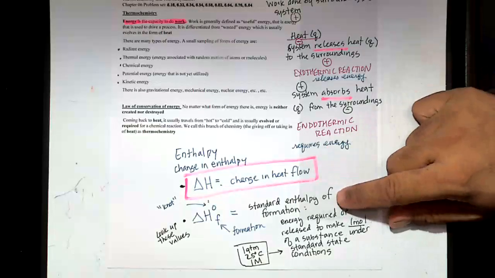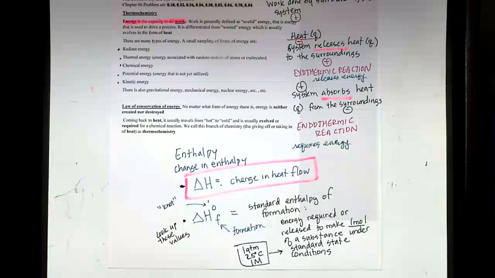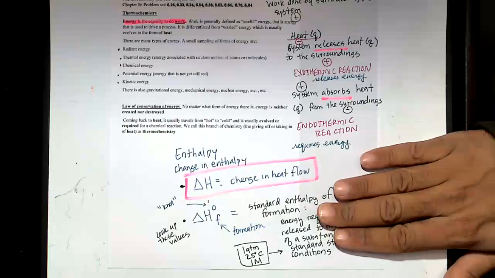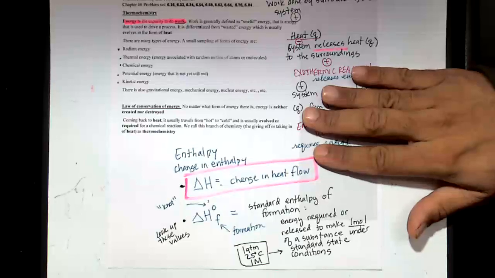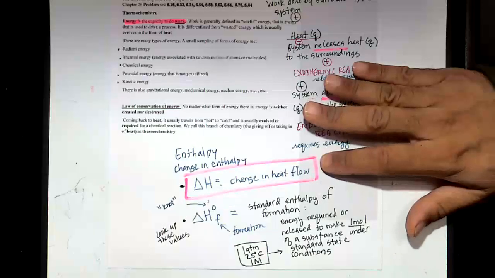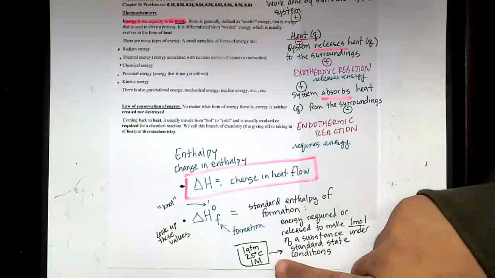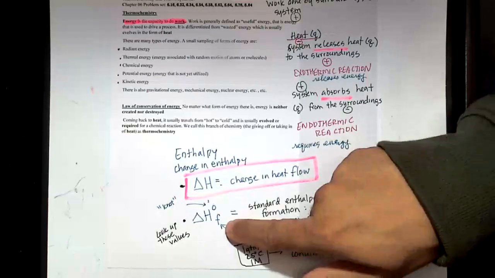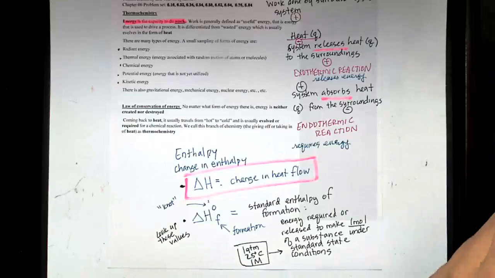So delta H, standard enthalpy of formation. If you're not understanding this too well, or maybe you're confused, just realize you can look this up in your textbook. These are values that you look up. This is something that you calculate under any conditions, and this is under a very specified set of conditions, and since they're so specific, you can look up these values.